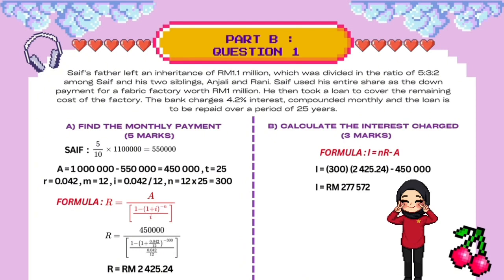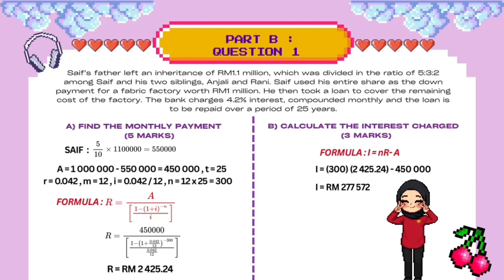Next, we need to list all the information we have. To get the value of A, we minus 550,000 from 1 million, and the answer is 450,000. For P, we need to use 25. 0.042 is our rate, and 12 is our M. To get I, we need to use the formula R over M, which is 0.042 over 12. And to get N, we need to use C times M, which is 12 times 25, and the answer is 300.